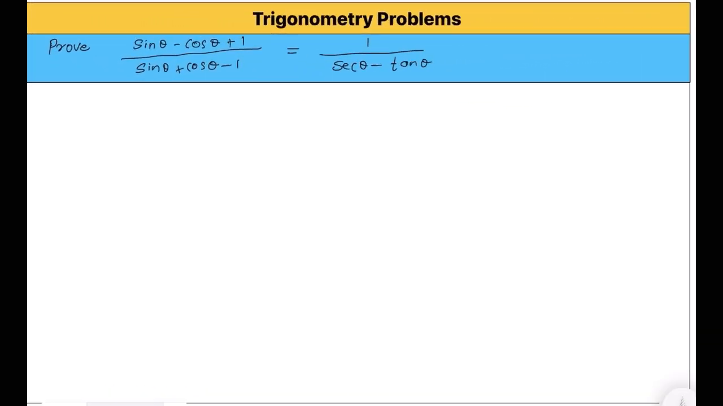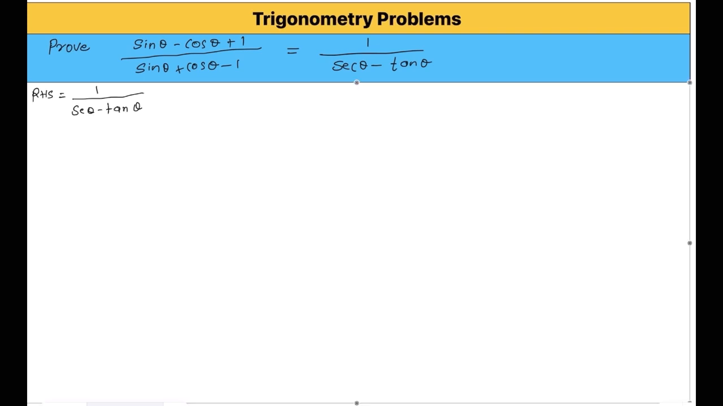Let's solve next. We have to prove sin theta minus cos theta plus 1 upon sin theta plus cos theta minus 1 is equal to 1 upon sec theta minus tan theta. This is a bit complex problem, so please pay attention. We will make it simple for you to understand, but you have to pay attention to each and every step.